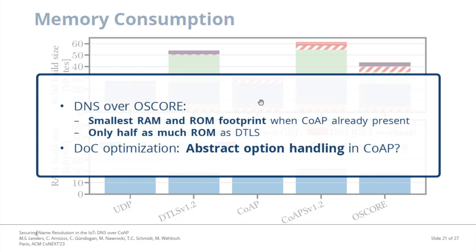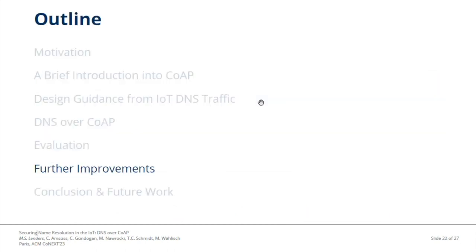Just to give a note, we can also, of course, abstract the option handling a bit to get a little bit more ROM advantage out of the DNS over OSCORE implementation itself. So how to improve this further?